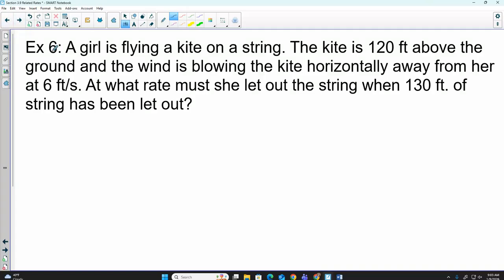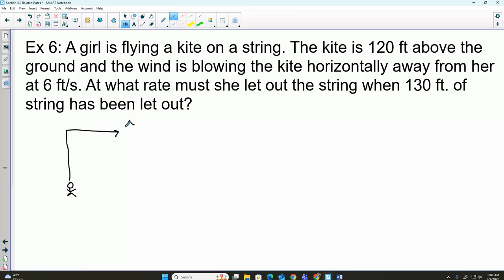Why don't you guys take a second, read it, and see what you can set up. String. The kite is 120 feet above the ground, and the wind is blowing the kite horizontally away from her at 6 feet per second. I saw everybody had a triangle drawn, so I think that's the right thing. We've got the girl down here. The kite is being blown away.